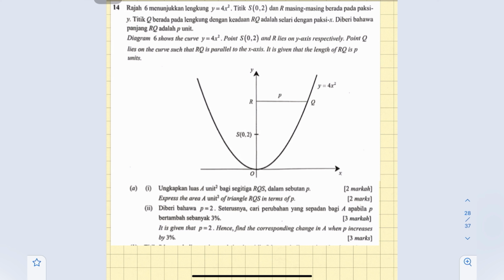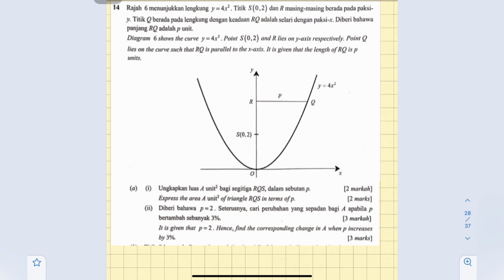Number 14, diagram 6 shows the curve y equals 4x squared. Point S is (0, 2) and R lies on the y-axis. Point Q lies on the curve such that RQ is parallel to the x-axis. It is given that the length of RQ is p units. A, Roman 1, express the area A unit squared of triangle RQS in terms of p.